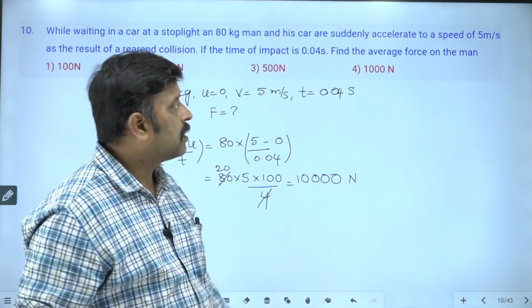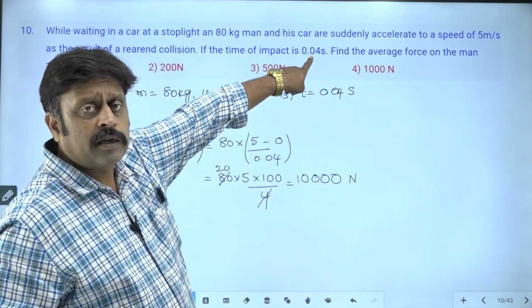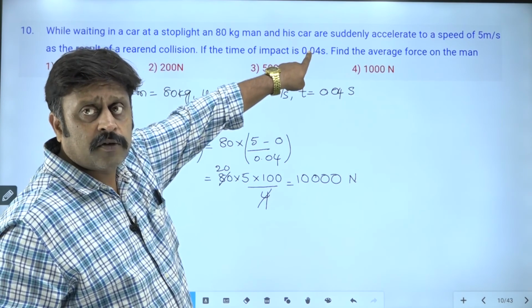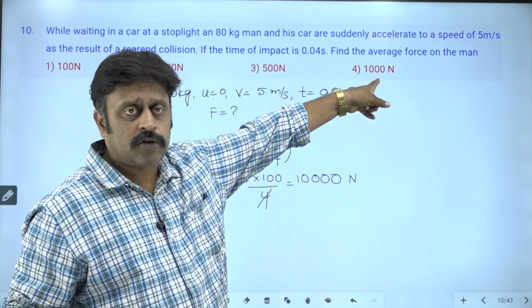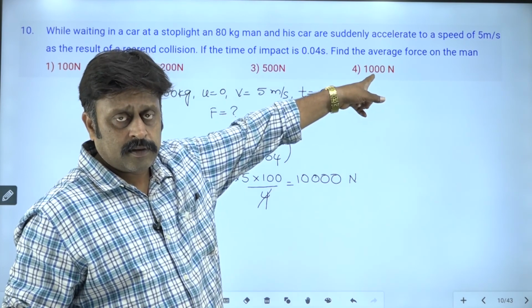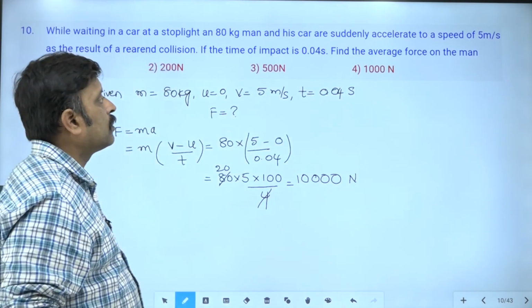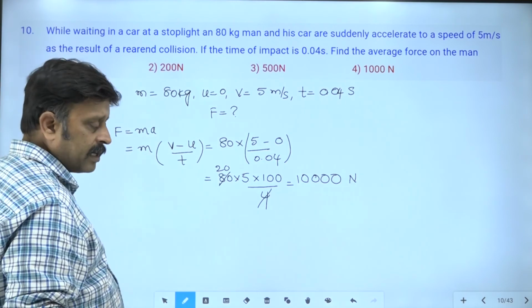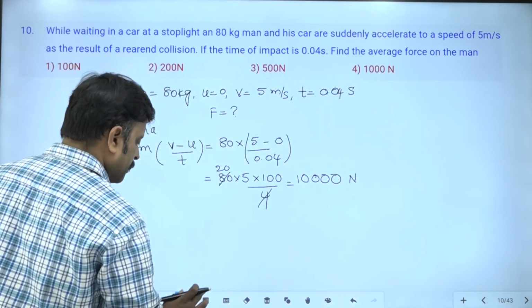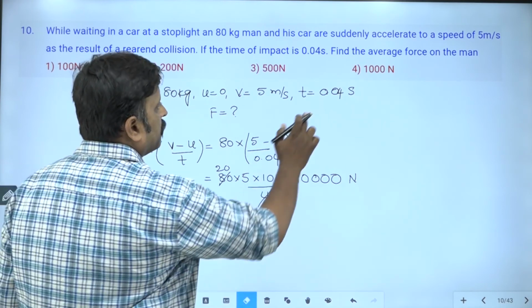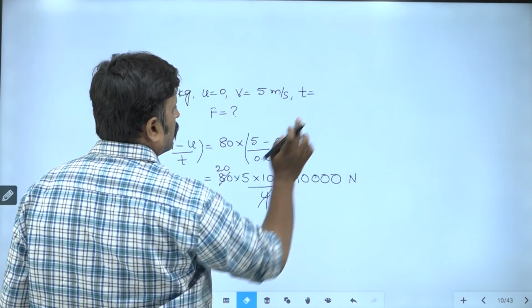There is a small printing mistake in the question. The time is given as 0.04. No, that is not 0.04, it is 0.4. If it is 0.4, then we are getting the fourth option. So just make the small adjustment there in the question. Small corrections I am making here.